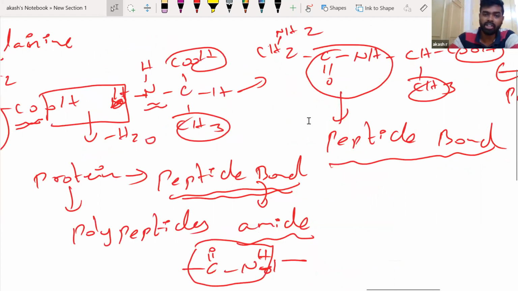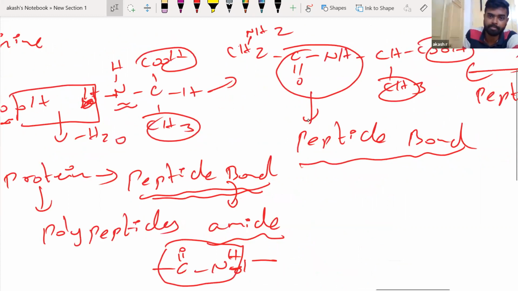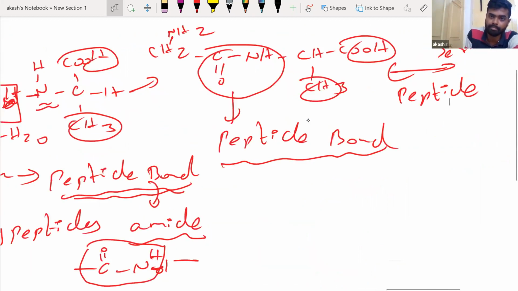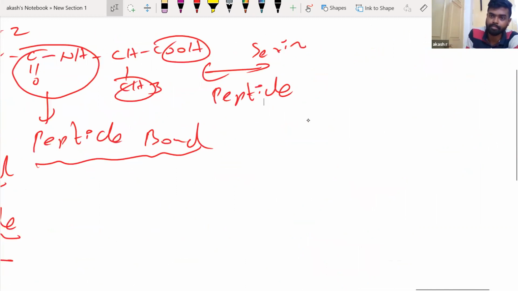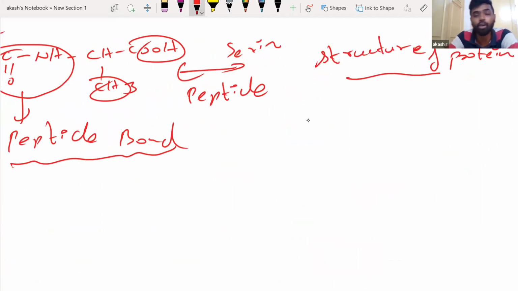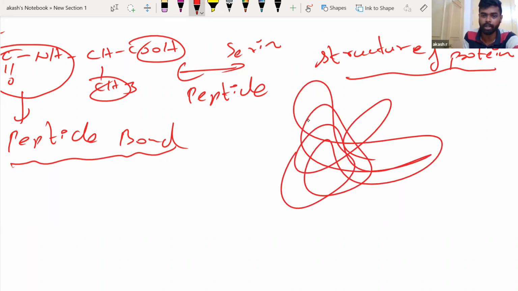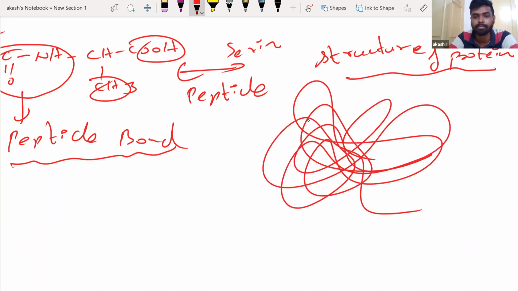Now, if you go to the structure of protein, at what level are we looking at is the question. Now, if I see very superficially, this is the kind of structure you will get for a protein. Nothing you'll understand basically. Okay. See, let me show you.